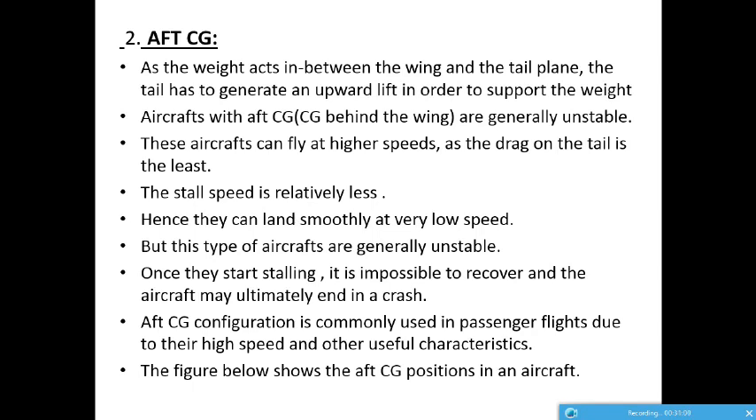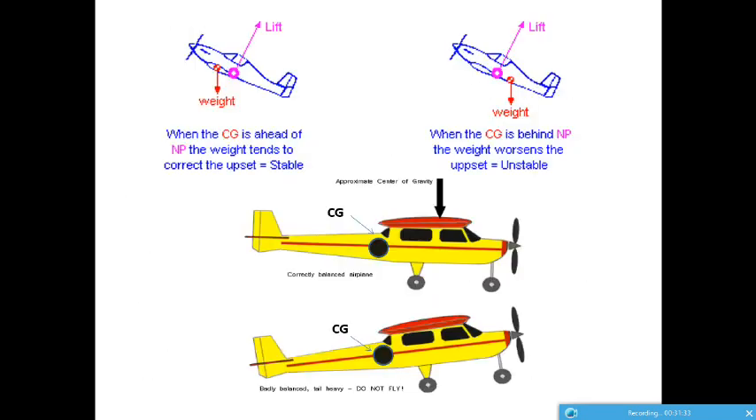Also the stall speed for this configuration of CG is a little more than that of the forward CG aircraft, so that the aircraft can achieve much slower speeds without stalling. And also during landing there is no pitching problem. The aircraft can have a very smooth and safe landing. Okay, so this is the location of CG on the aircraft, just behind the wing.